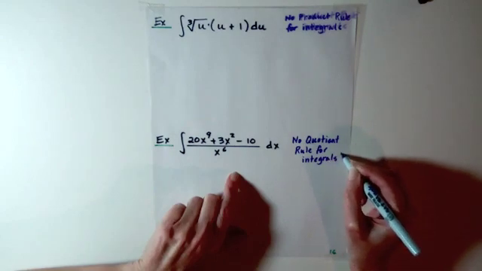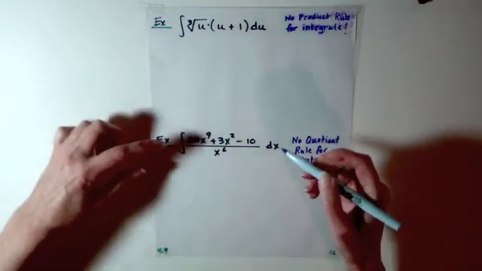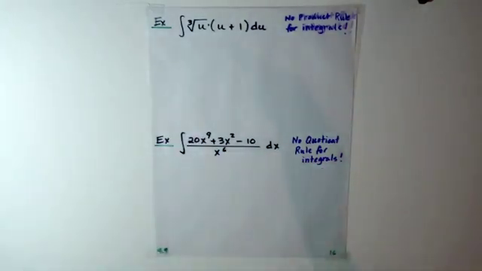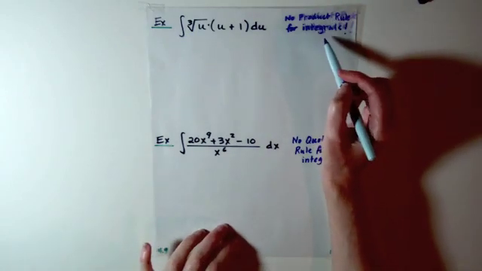And so we are not allowed to, for example, integrate the top and then divide by the integral of the bottom. There's no such rule, and it would actually give us the wrong answer. Oh, by the way, I said there's no product rule for integrals.